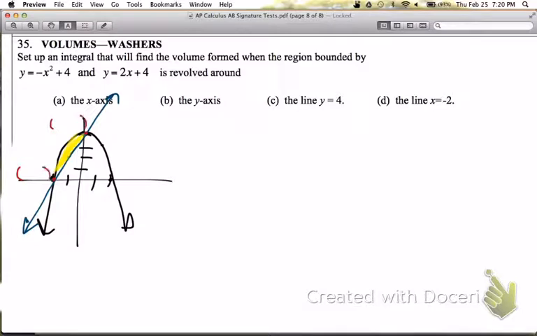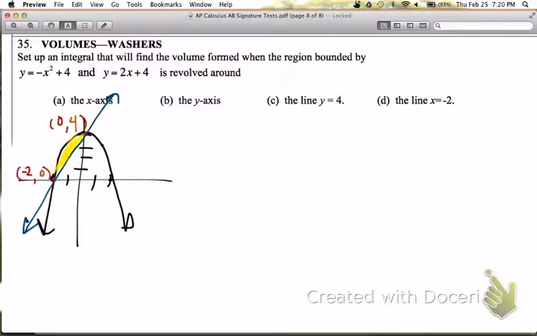So if I look at these coordinate points, the furthest point to the left is -2. The furthest point to the right is 0. So when I do everything in terms of x, when I'm revolving it around a horizontal line, I'll go from -2 to 0. And in terms of y, the furthest point to the bottom is 0, or the lowest point I should say, and the highest point is at 4. So if I'm revolving it around a vertical line, I'll go from 0 to 4.